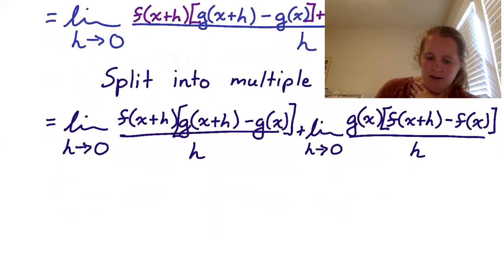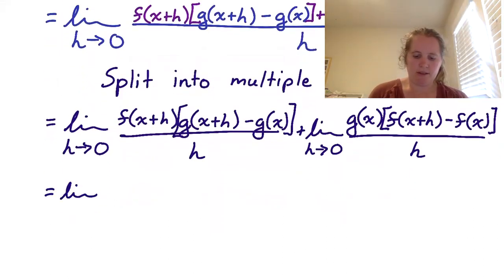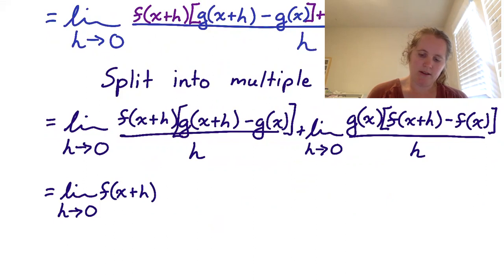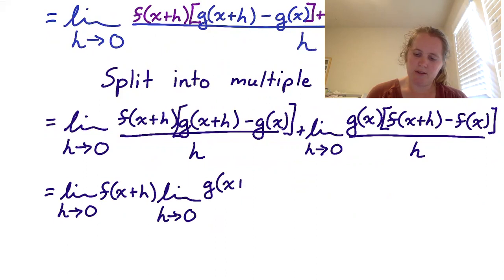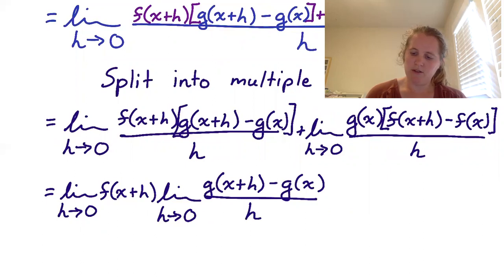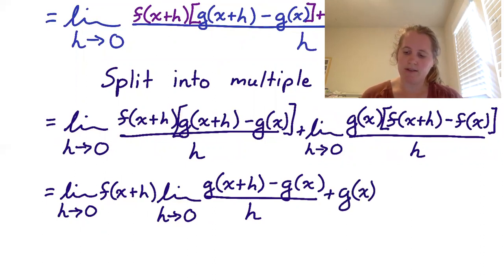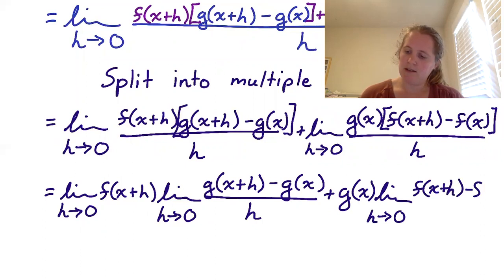Again, we can keep splitting. This is the limit as h goes to 0 of f of x plus h times the limit as h goes to 0 of g of x plus h minus g of x all over h. In the second limit, that g of x can just be pulled out front. It has no h involved. So then we have plus g of x times the limit as h goes to 0 of f of x plus h minus f of x all over h.